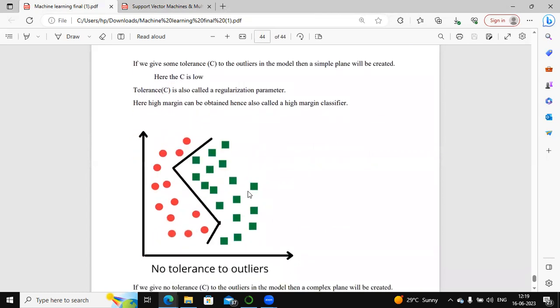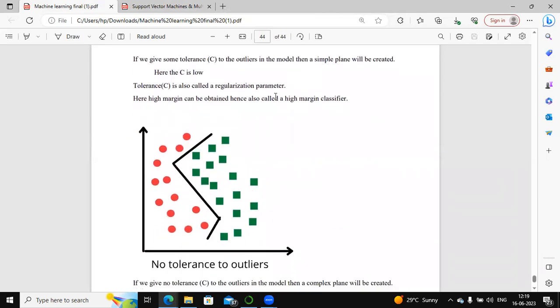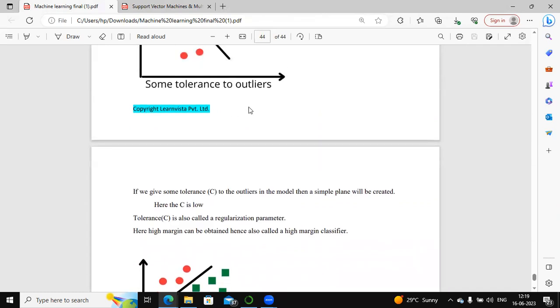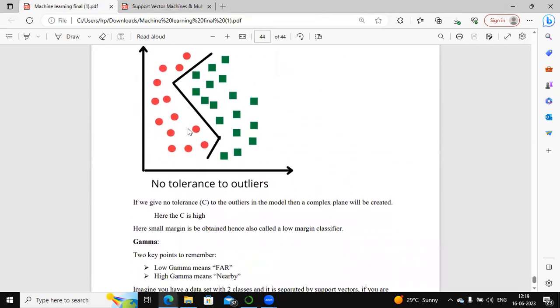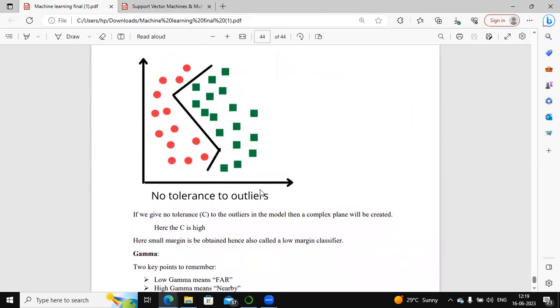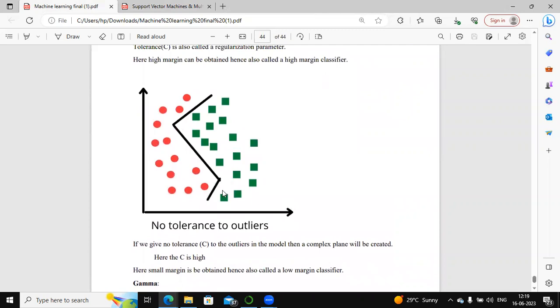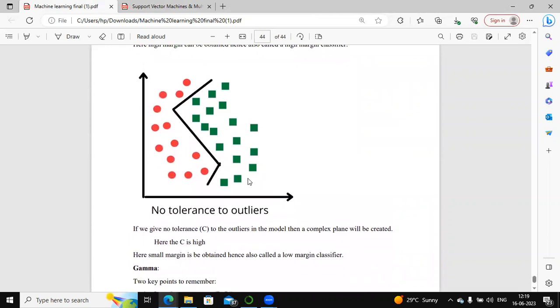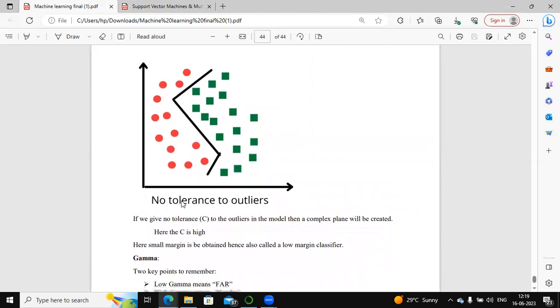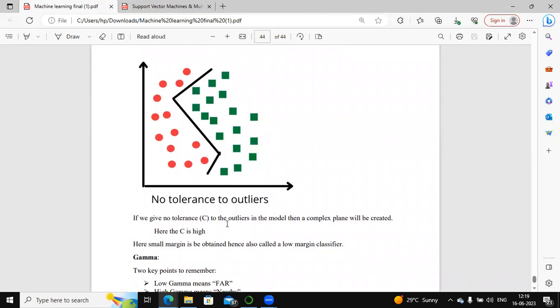Let's see another case here. A high margin can be obtained, also called a high margin classifier, in the low tolerance. So let's say in another case, we don't have any tolerance to outliers. We don't want outlier tolerance. What happens is that if we give no tolerance to outliers in the model, then a complex plane will be created. This is the complex plane that we have created.